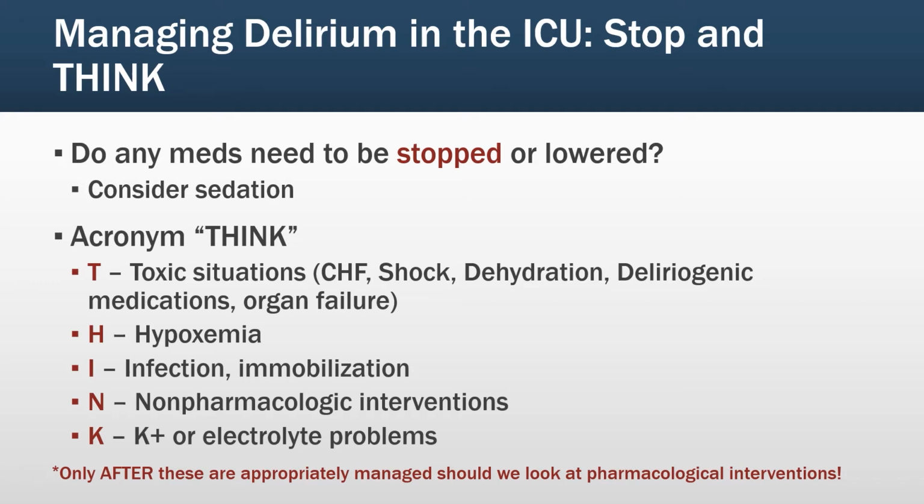H is for hypoxemia. I is for infection and immobilization. We'll talk more about early mobilization in ICU patients later in this presentation. N is for non-pharmacological interventions, and we're going to discuss that as well in more detail, and K is for potassium or electrolyte problems. All of these should be addressed and properly managed before any pharmacological additions to the medications should be made.